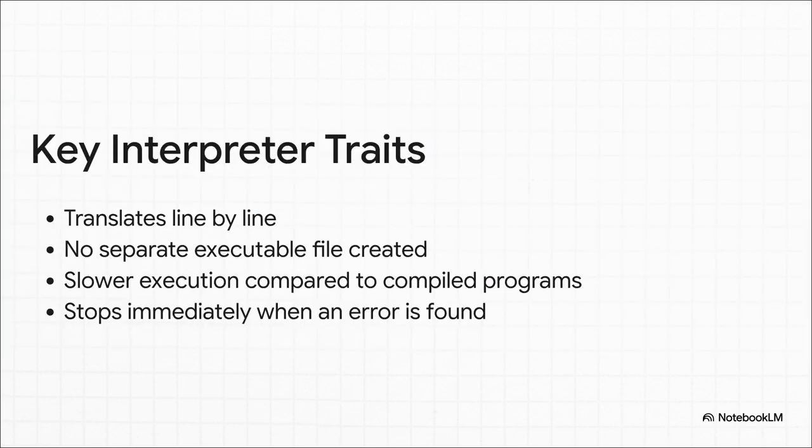Now the huge advantage here is that you get immediate feedback. If you have an error on line 5, bam! The program just stops right there and tells you exactly where you messed up. That can make finding and fixing bugs way faster. But this constant process of translate then execute, line by line, well, it generally means the program's overall runtime is going to be slower than a precompiled one.